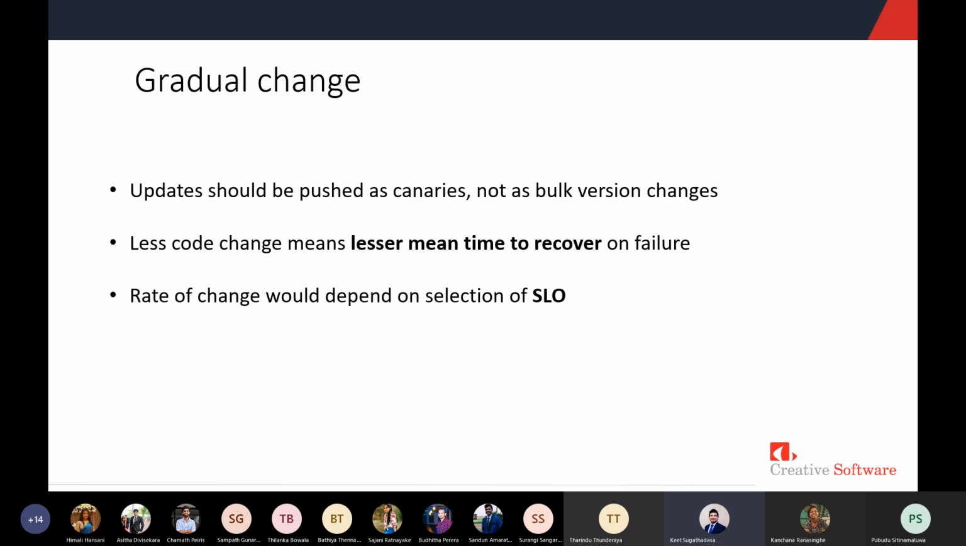And also less code change. That means less feature delivery, which means a lesser mean time to recover on failures. When a failure happens, it is easy for you to recover. And the rate of change would also depend on the selection of SLO. So if the SLO is getting violated, as I mentioned in the previous slides, from time to time, you need to make sure that the feature delivery, the rate of change of code, is balanced. If it is getting violated again and again, you can't keep on delivering features to the production system.